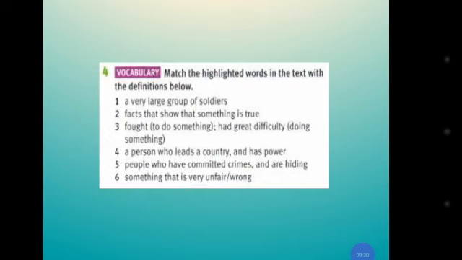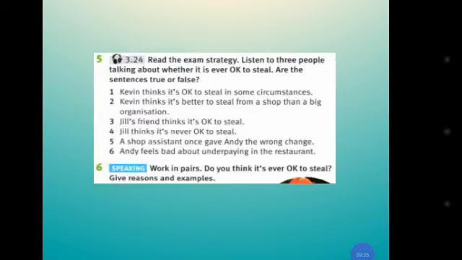Let's do exercise 5. Let's read the task for exercise 5. Read the exam strategy. Listen to 3 people talking about whether it is ever okay to steal. Are the sentences true or false?